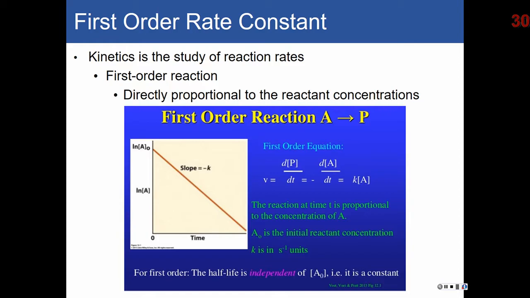So it's a first order reaction. Again, it's directly proportional to the reactant concentrations. Here your slope is minus K, which means that the reaction at any time T is proportional to the concentration A, and A sub 0 is the initial reactant concentration. So remember, first order reaction rate is incredibly important to you. That's kind of like the gold standard. You want either zero order or first order when you're designing drug release systems.